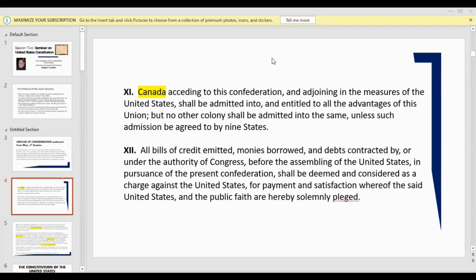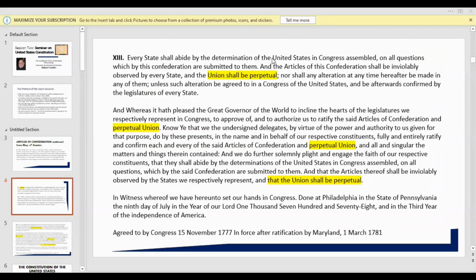Number 12 is basically that all monies borrowed, debts contracted under the authority of Congress, basically to run the Revolutionary War, shall be deemed and considered a charge against the United States. In other words, the United States was assuming those debts. We will talk more about that in the Constitution. And let's move on to, I think, the last slide here.